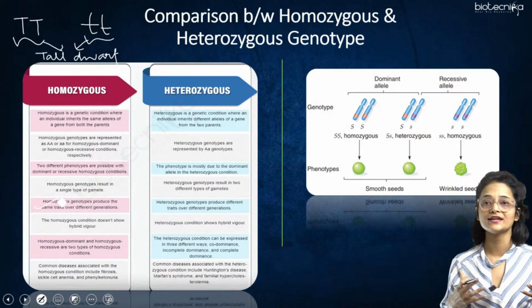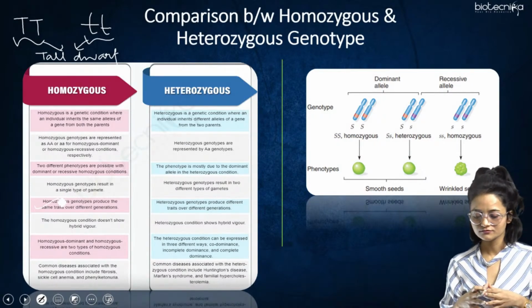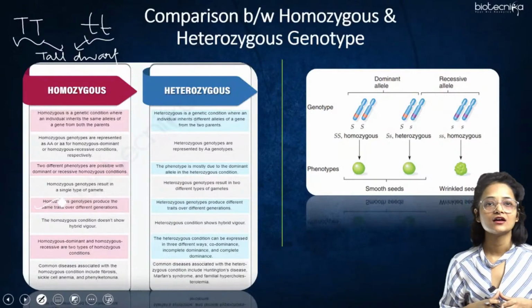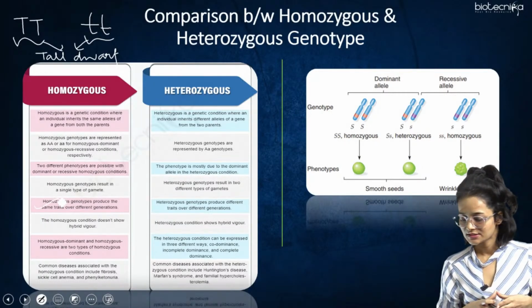There won't be any crossing over which will take place. So the homozygous dominant and the homozygous recessive are the two types of homozygous conditions, right? So this is all the same.